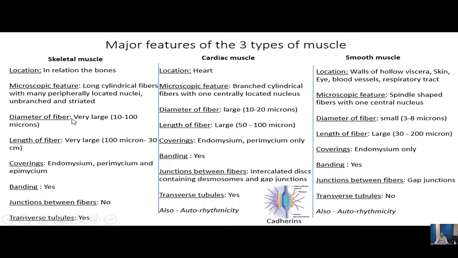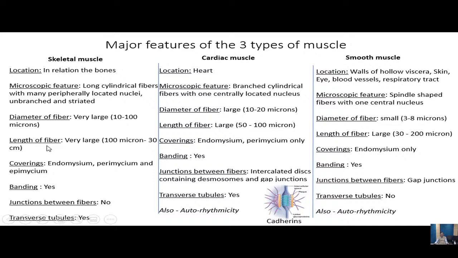If you look at the diameter of the skeletal muscle, it can be very large, between 10 to 100 microns in diameter. The diameter of the cardiac muscle fiber is smaller than that, between 10 to 20 microns. And the diameter of the smooth muscle fibers is small, ranging between 3 to 8 microns. Do you know what a micron is? A micron is the unit of measurement in histology and anatomy, particularly when we are looking at structures under the microscope. It is 10 to the power of minus 6 meters. So that is 1 micron.